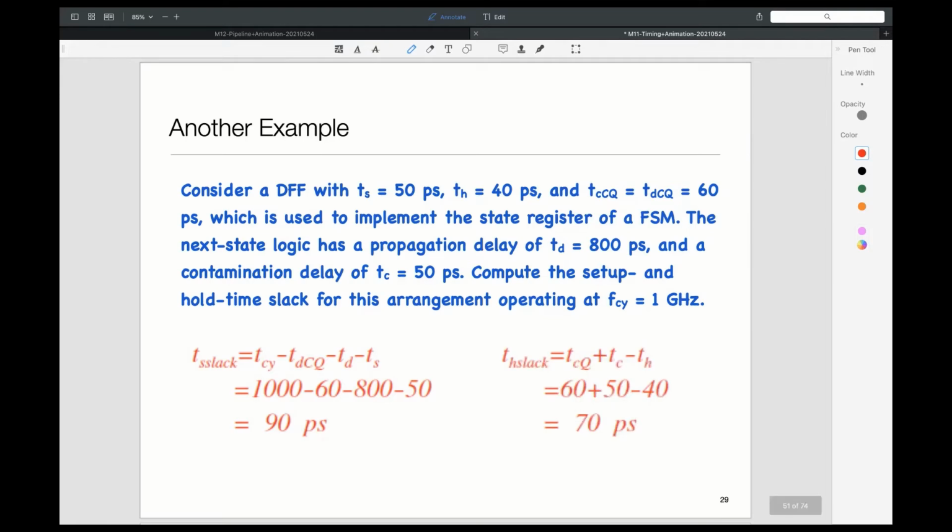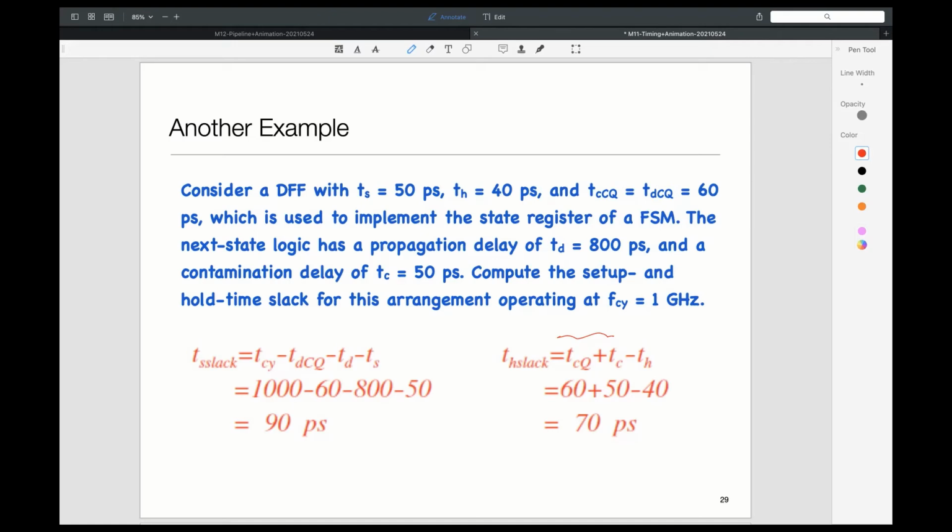And I can do the same thing for hold time. Remember, the issue is that after the clock tick, I don't want things to change too quickly. So I want to make sure that the contamination delays through my flip-flop and combinational logic are larger than the hold time. That is why you see this. These two terms constitute the delay through the flip-flop plus combinational logic, and hold time is the characteristic of the flip-flop. So TCCQ is 60, TCC is 50, and TH is 40. You subtract it out, you get 70 picoseconds. It's basically saying I have a safety margin of 70 picoseconds.